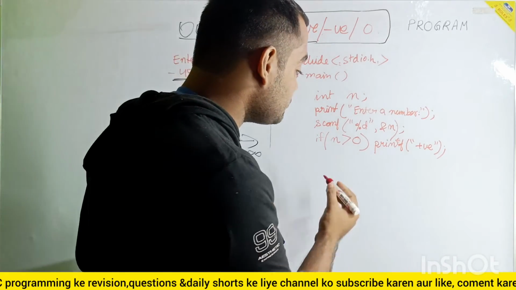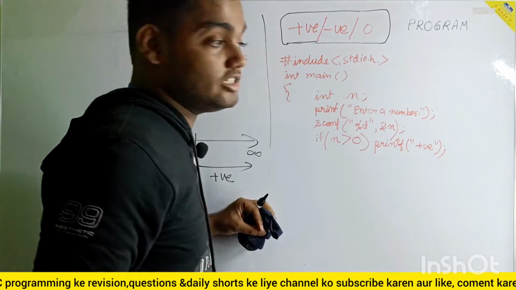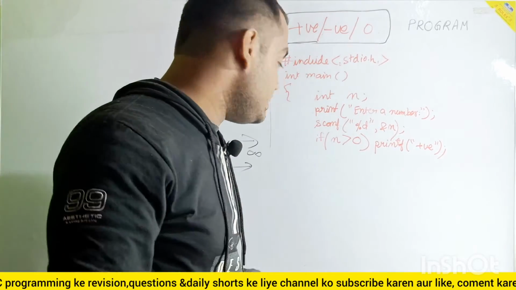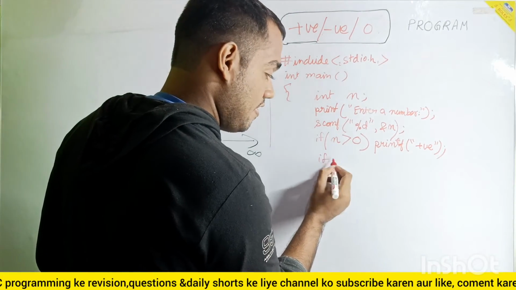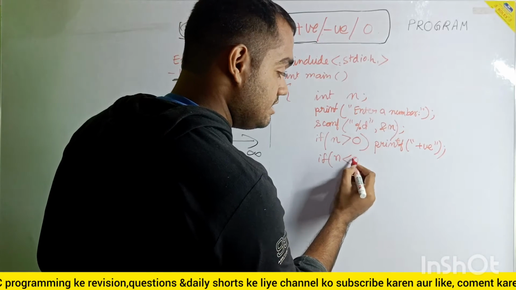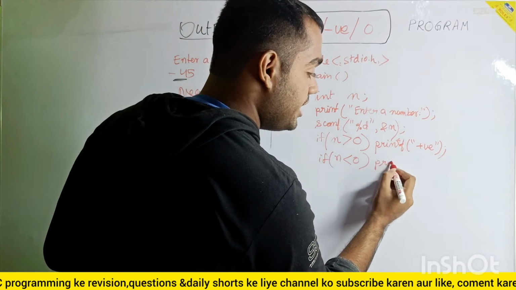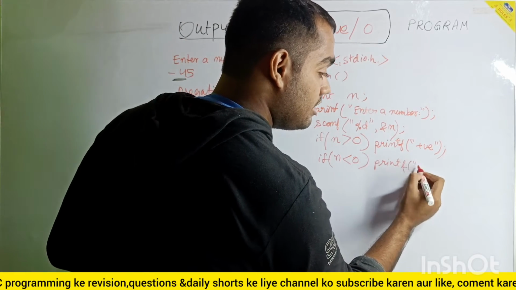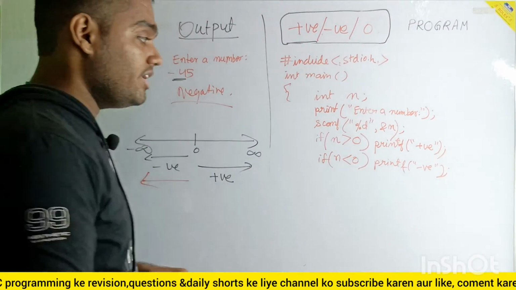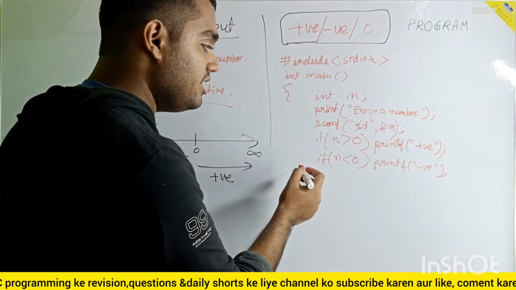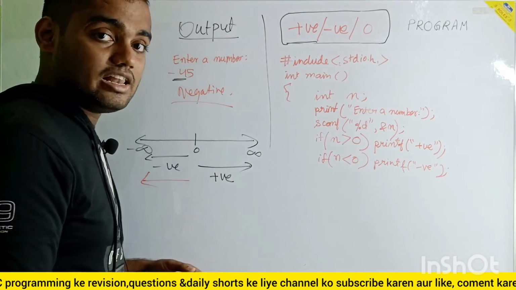So, if n is greater than 0, it's positive. Likewise, if n is less than 0, we write printf negative. We can do if or we can do else if, like I was telling.